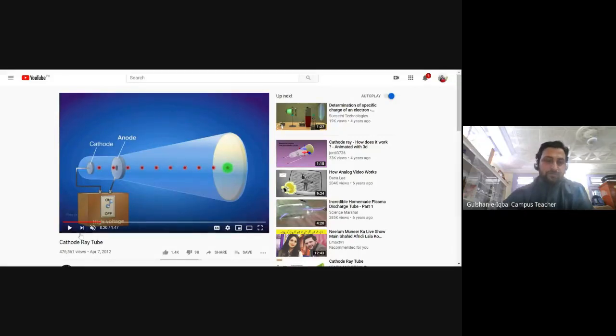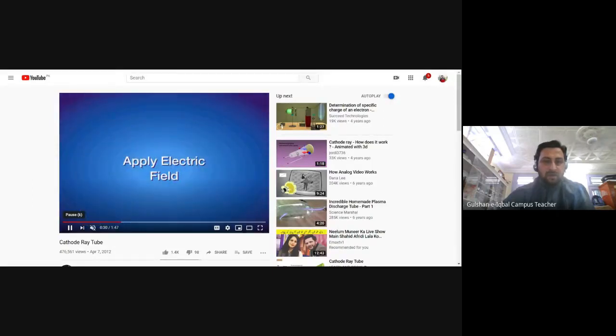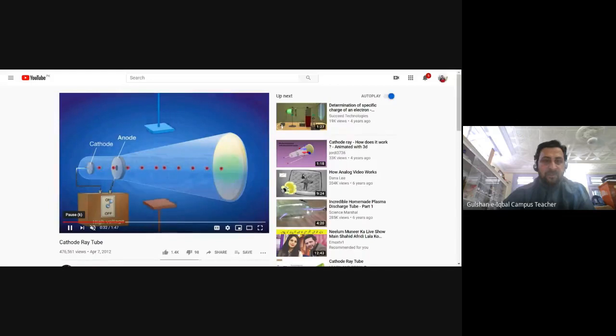So what did he do? See, now what is he doing? He's going to put the metallic plates over here. You will see the metallic plates now, applying an electric field to this. You can see that J.J. Thomson put two metals. One is negative, the second is positive. So the rays bent toward the positive side.